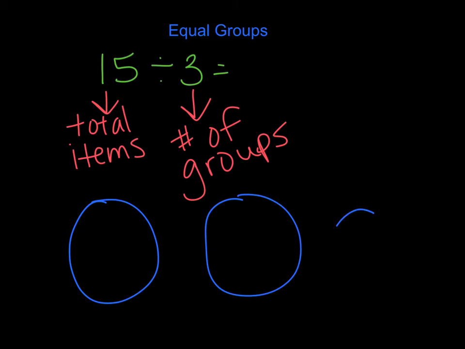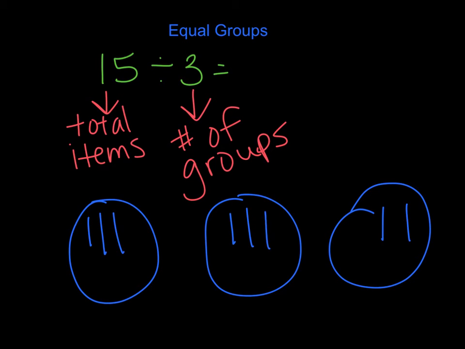1, 2, 3. And then I'm going to put tallies in each group one at a time until I get to 15. But I'm going to organize my tallies. Once I get to 5, I'm going to make sure I have a group of 5, and that's so that they're easy to count later. So I'm going to do 15 items into 3 groups. So draw these circles and count with me. 1, 2, 3, 4, 5, 6, 7, 8, 9, 10, 11, 12, 13, 14, 15. So now I can easily see that 15 items divided into 3 groups is 5. So my quotient is 5.